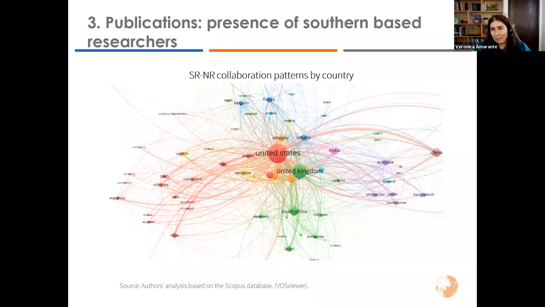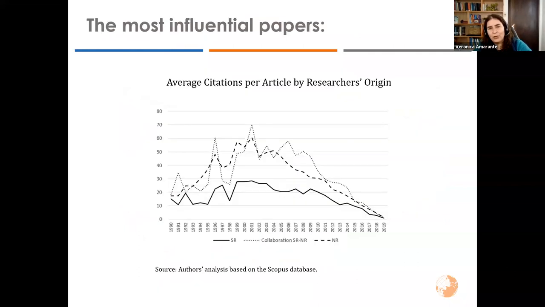That was about the number of articles or publications. What about the impact that those publications may have? What we did here is analyze the citations per article according to the researcher's origin. Again, we are working with our classification of Southern, Northern, and the collaborations.